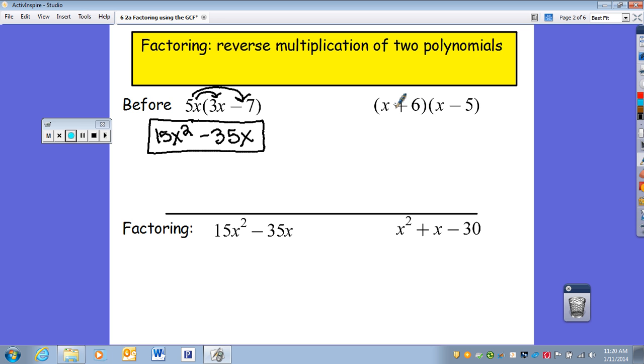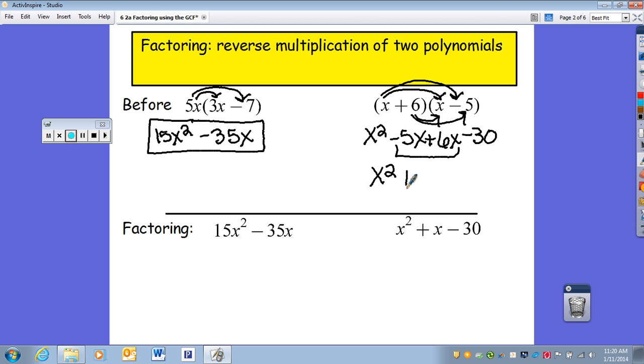If we have an example like x plus 6 and x minus 5, using the distributive property, I can multiply x times x, which is x squared, x times negative 5, which is negative 5x, 6 times x, which is 6x, and 6 times negative 5, which is negative 30. And when I combine like terms, I have x squared, negative 5 plus 6 would be positive 1x, minus 30. This is my polynomial written in standard form.